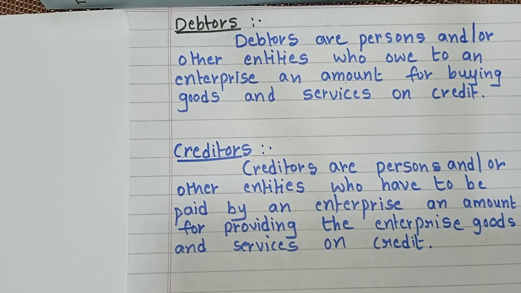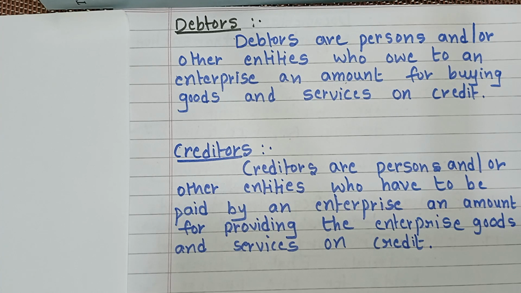What does it mean? Debtors are persons or other entities who owe to an enterprise. Owe means obligation to pay or repay. They owe an amount for buying goods and services on credit. Credit means payment will be made at a later date, meaning transactions in which goods or services are sold or purchased with the agreement that payment will be made at a later date. This is the meaning of credit.